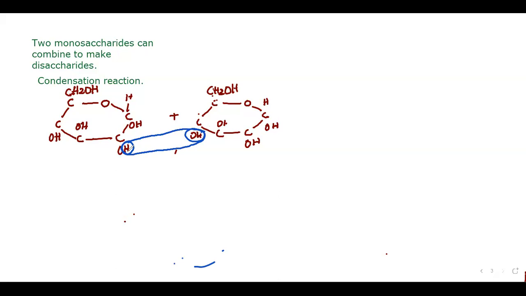As a result, the hydrogen will combine with the OH to give me one molecule of water. Between the two carbon atoms, I will get a bond. The two molecules of glucose will join with each other. The bond is going to look like this. In the center, I will have O, and then I will draw the rest of molecule number 2.